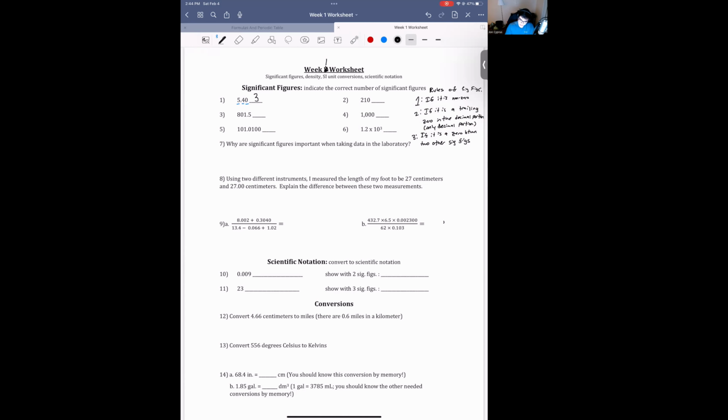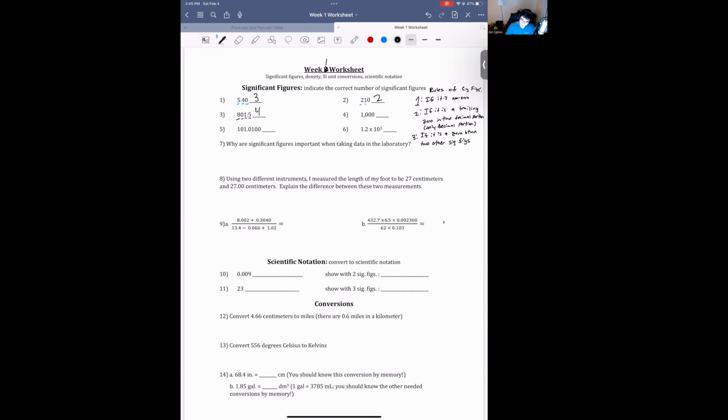Number 2, 210. We have 2 non-zeros here. That 0, though, is not in the decimal portion, so we only have 2 sig figs here. For number 3, 801.5, we're going to count these non-zero numbers first. And that 0 is between 2 significant figures. It's not in the decimal portion, but it is between 2 sig figs. So this is also a significant figure, which means we have 4 sig figs here.